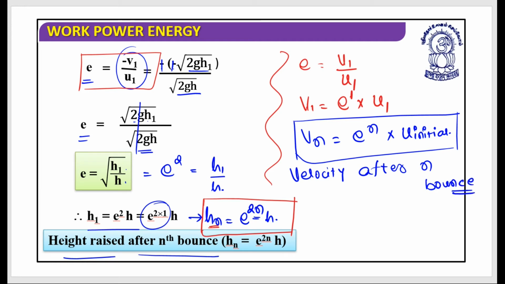These two are very, very important relations that we must keep in mind. One of them is hn equals e to the power 2n into h, and another is vn equals e to the power n multiplied by u initial. I hope this is clear. If I say h naught, then this h naught is the initial height. Please note down these two relations. And we are going to have numericals based on these two relations.